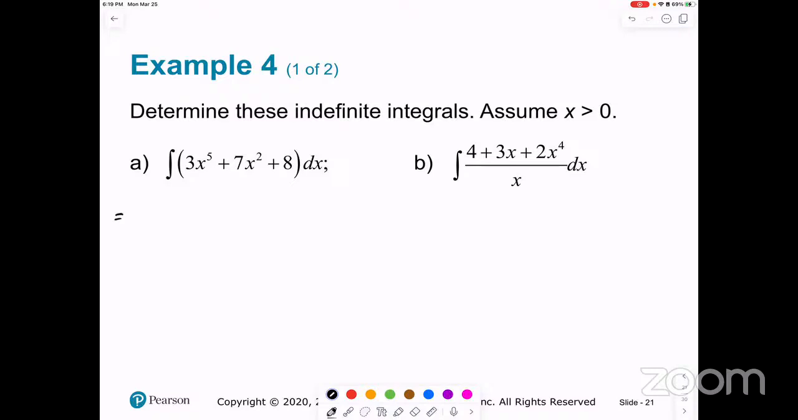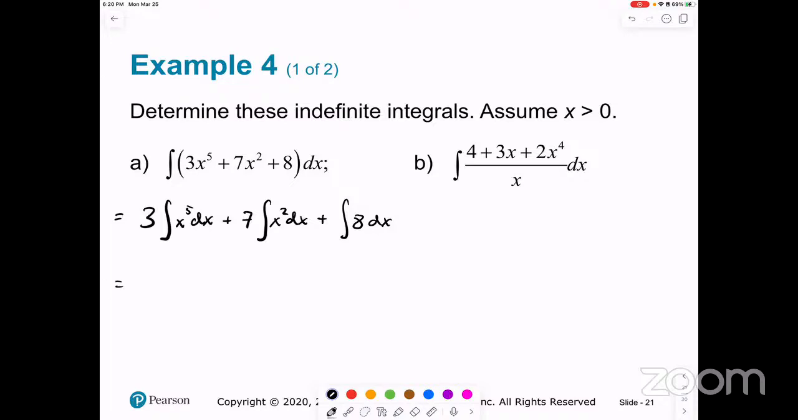So again, it's essentially like we're distributing the integral sign, and I'm going to move the constant in front. So we can rewrite this as 3 times the integral of x to the power of 5 dx plus 7 times the integral of x squared dx plus, we'll just leave it as the integral of 8 dx, right? So the integral of x to the 5 should be what? X to the 6 over 6.